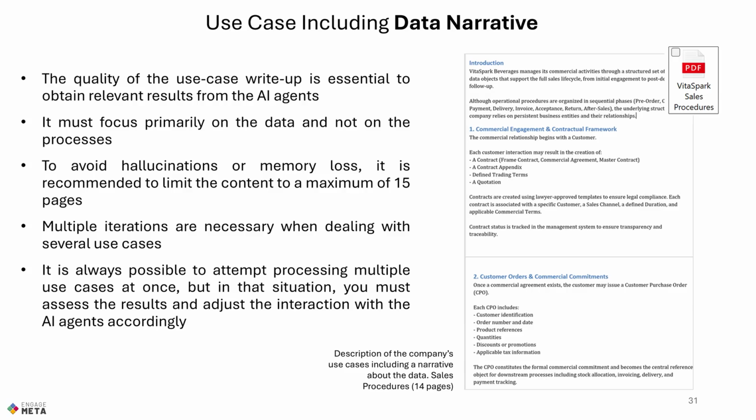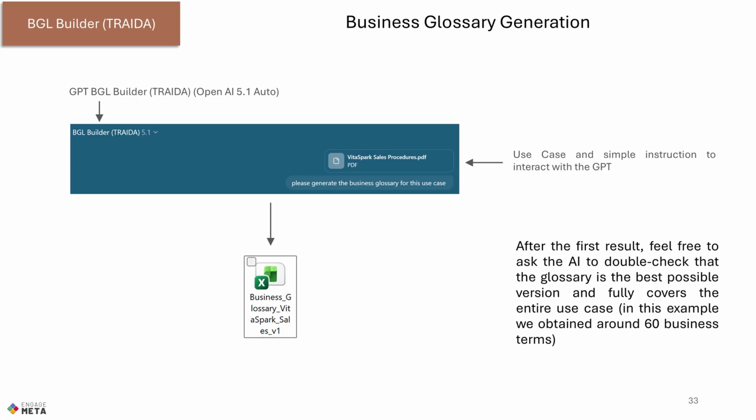High-quality use cases are critical for semantic accuracy. They must focus on data meaning rather than processes. This section focuses on business glossary generation. It is the foundation of the entire semantic layer. The glossary can be refined iteratively with the AI. This improves coverage and precision over time.